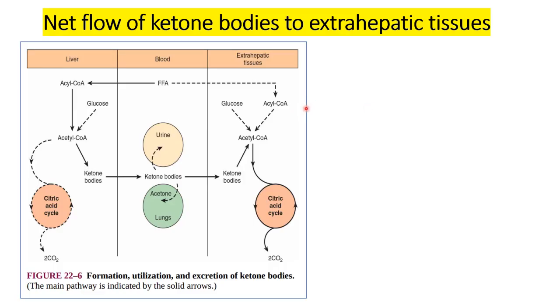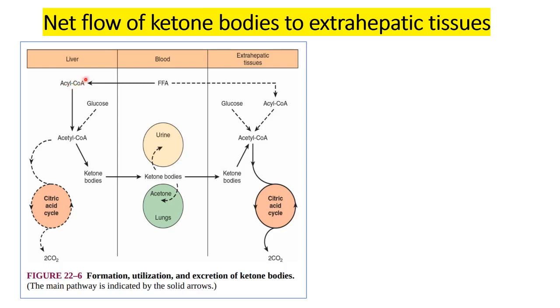Now, net flow of ketone bodies to extrahepatic tissues. Let us follow the path of how the ketone bodies will reach the extrahepatic tissues. Once the ketone bodies are synthesized in the liver, let me start from here, blood. During starvation or in diabetic patients, there will be lots of free fatty acids coming from the lipolysis of the adipose tissues. So plenty of free fatty acids will be present in the blood, and this will reach the liver.